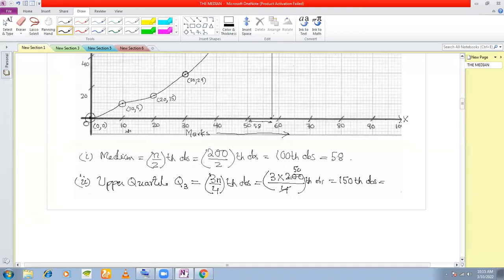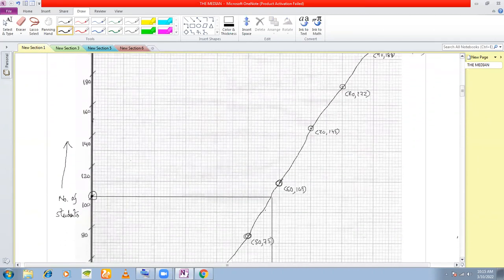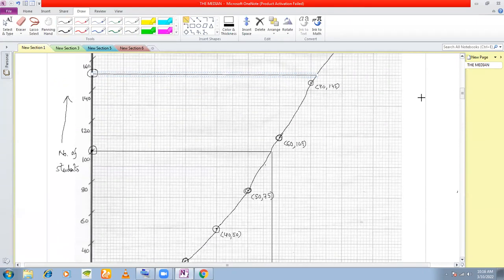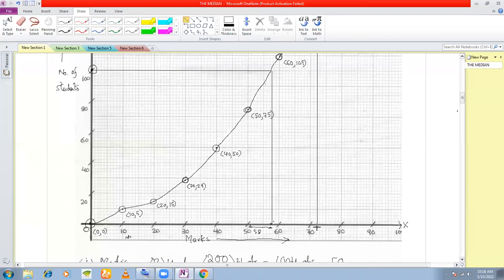Just as in the median we located the 100th observation, similarly for upper quartile, we are going to locate the 150th observation on the y-axis. So which one is the 150th observation? Here, this is the 150th observation, right? So from here, again, we are going to do the same with the help of a scale. We are going to draw a line till it intersects the curve. And from the point where it intersects the curve, we are going to draw a straight line to the x-axis. This we are going to draw.